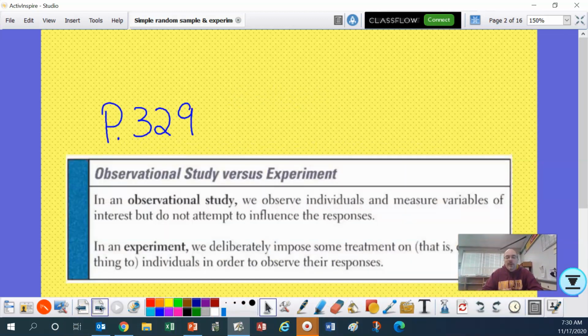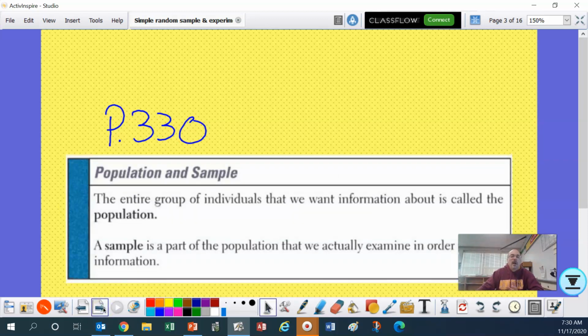We already saw observational study versus experiment. This is found on page 329 in your book. Make sure you know those definitions. Again, you can pause this if you need to. I'm going to keep going. Population and sample. You need to know the difference between a population and a sample. It should be obvious, we've been talking about it. It's on page 330 in your book.